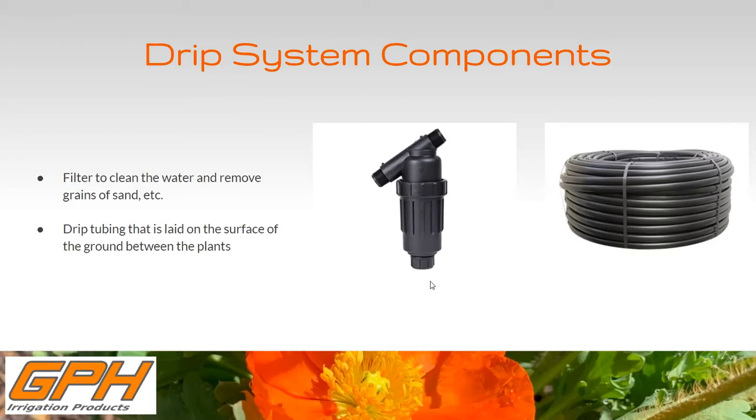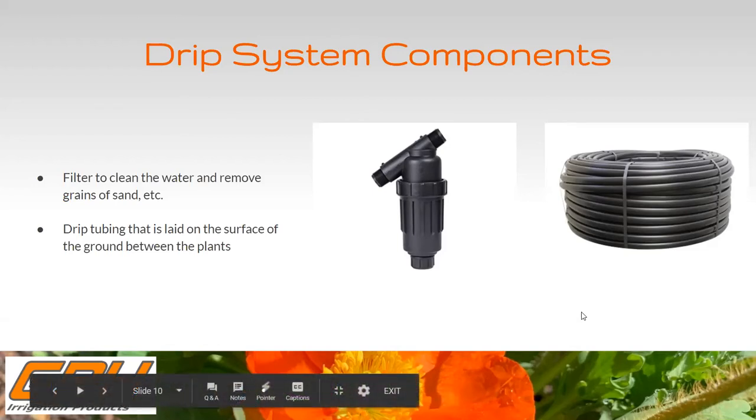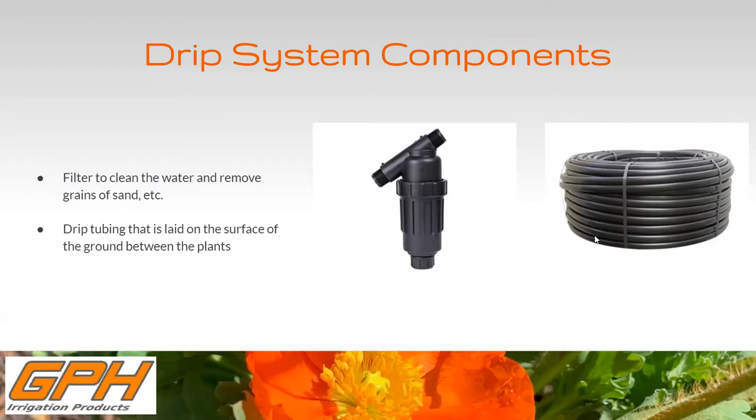And then downstream from the filter, of course, you have your supply. You can have rigid pipe, polyethylene, or inline. This here is polyethylene, and that's actually what carries the water to the plants.